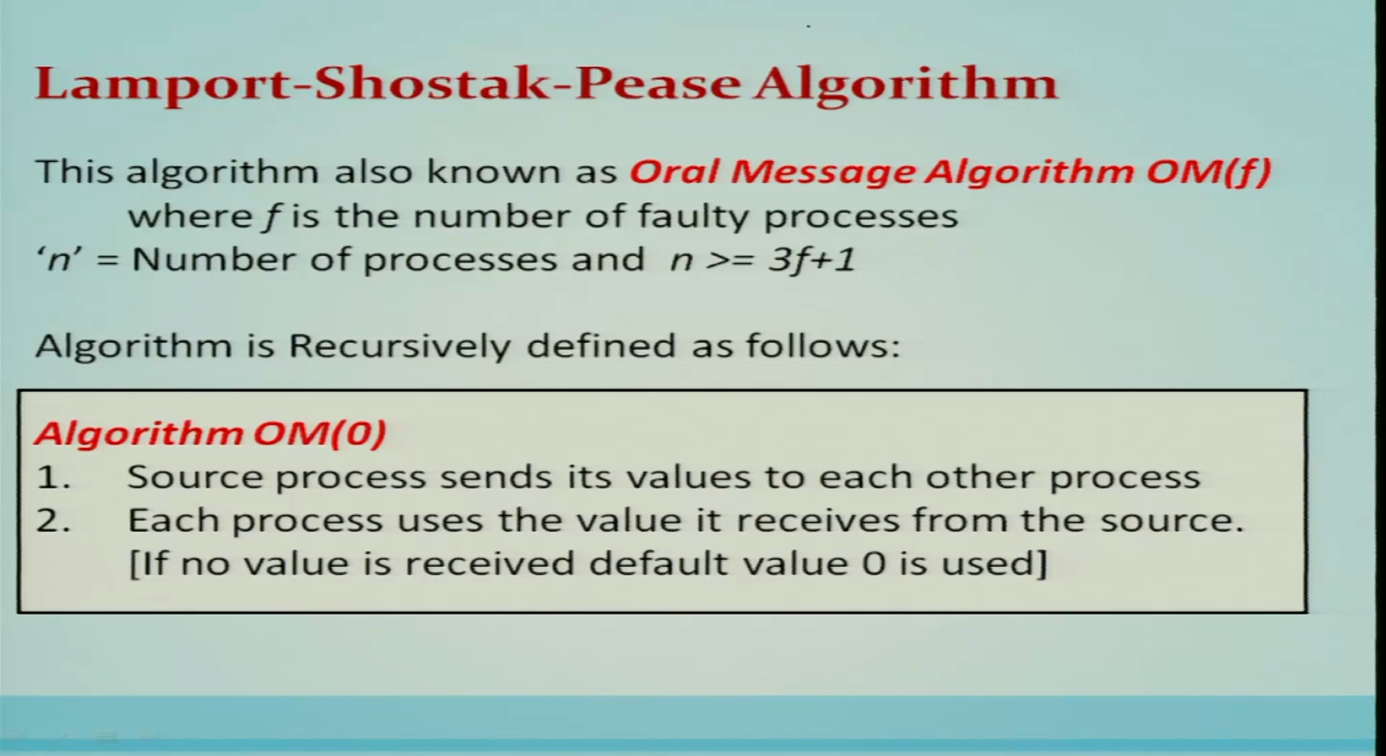The algorithm is recursive, and the base of the recursion, that is OM(0), says that the source process sends its value to each other process. Now each process uses the value it receives from the source. If no value is received, the default 0 is assumed.